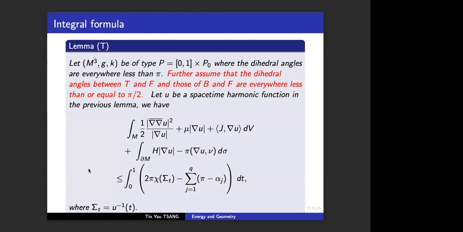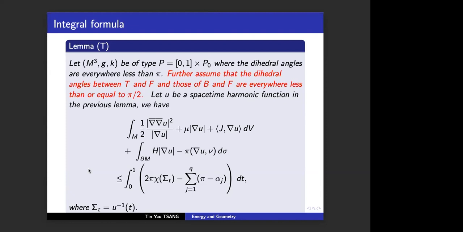So this is a lemma, and the red highlighted part is how to make the harmonic function useful. Let (M, g, k) be, again, a 3-dimensional prism, a polygon times an interval, where the dihedral angles are less than pi, so then we have existence of the spacetime harmonic function. Then we further assume conditions on the dihedral angles between the top face and the side faces. So let me draw it here. Again, this is good for existence. But for us to have this integral formula, I have to further assume this one. Say for example, the top face, and then the bottom face, the side face. This angle has to be less than or equal to pi over 2. Then we can have this integral formula making sense.